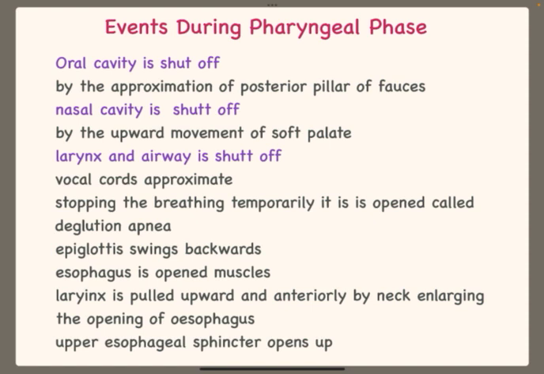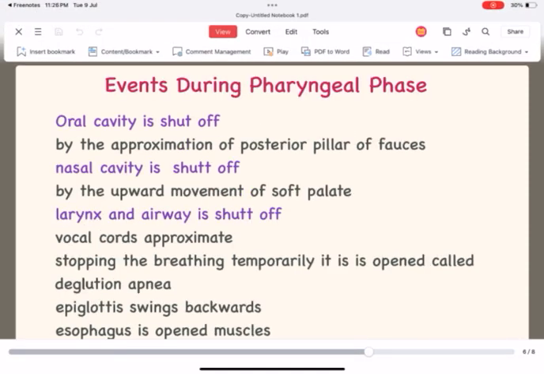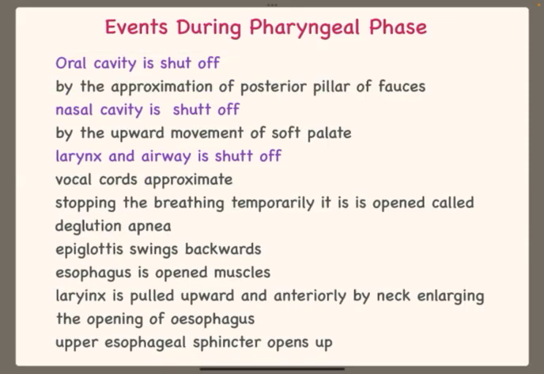The epiglottis sinks backward, the esophagus is opened, and the larynx is pulled upward and anteriorly by the neck muscles, enlarging the opening of the esophagus, and the upper esophageal sphincter opens up. These are the events during the pharyngeal phase.